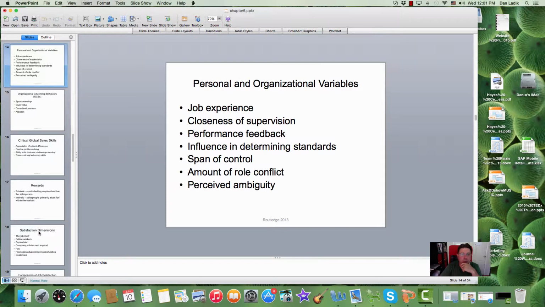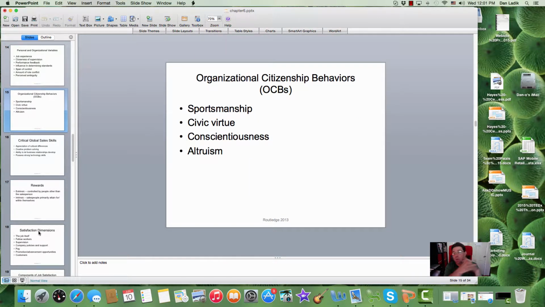Some other things I wanted to hit before we get to the questions. This did not come up at all in the questions, so this is something I wanted to stress. Very much in an ethics or corporate social responsibility worldview, good salespeople should have a high OCB, organizational citizenship behavior. And we can measure this. There are scales: sportsmanship, team player, altruism, conscientiousness, civic virtue.